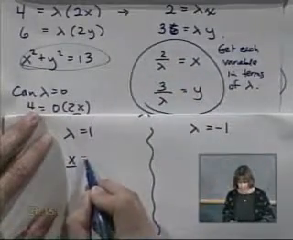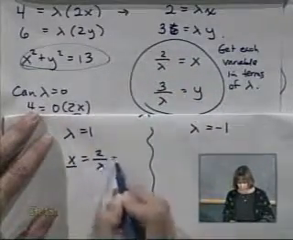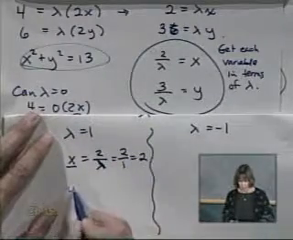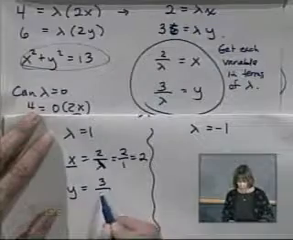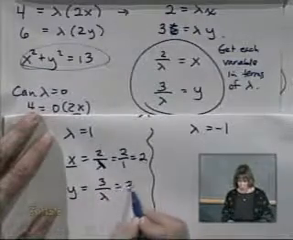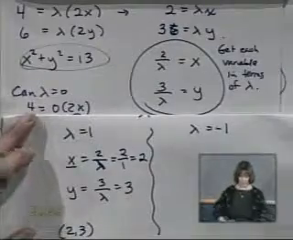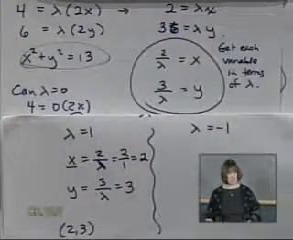So x is 2 over lambda, which is 2 over 1, which is 2. And y is 3 over lambda. 3 over 1 is 3. So we have the point (2, 3) as a possible candidate for the max or min.